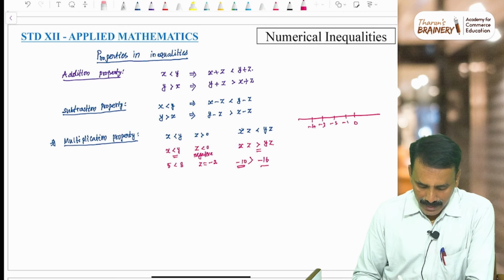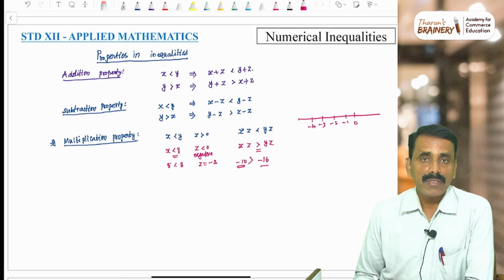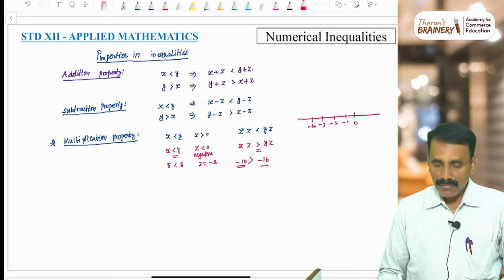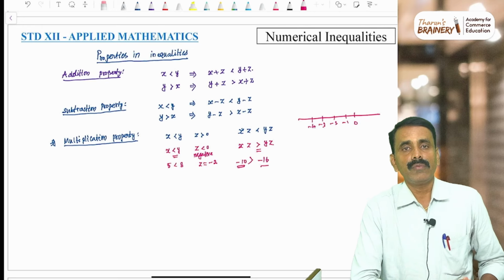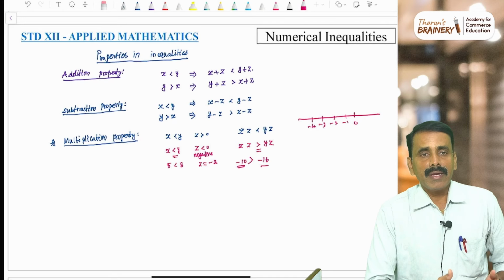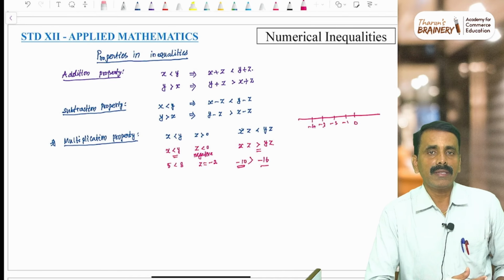So, when you multiply by a negative value, the inequality is getting reversed. When we multiply by a constant, we should be very careful when we perform the operation of multiplication. If you multiply by a constant which is greater than 0, we can maintain the same inequality, but when you multiply the inequality with a negative symbol, then the inequality is getting reversed.